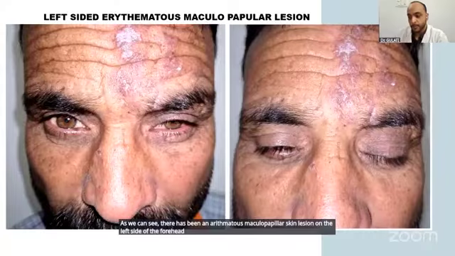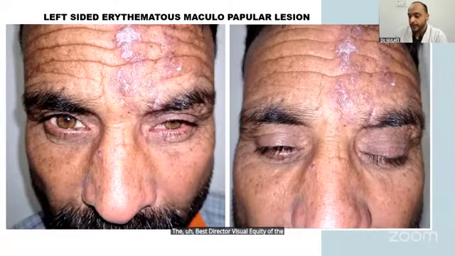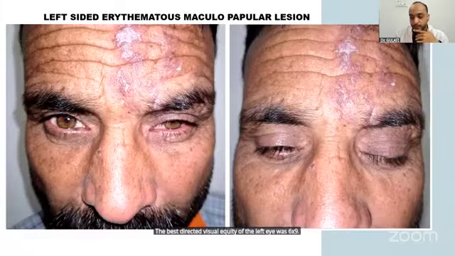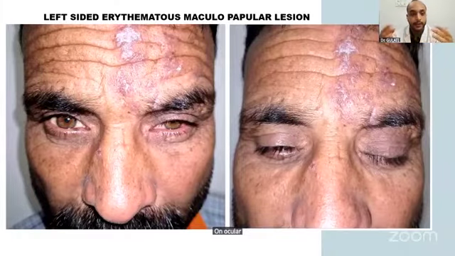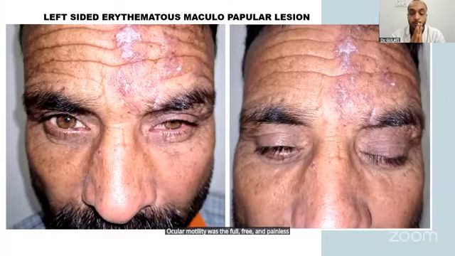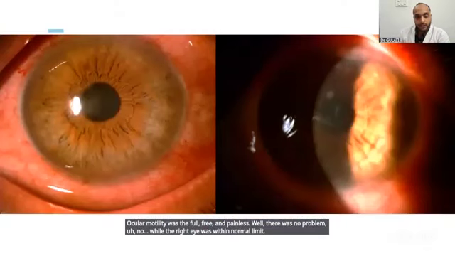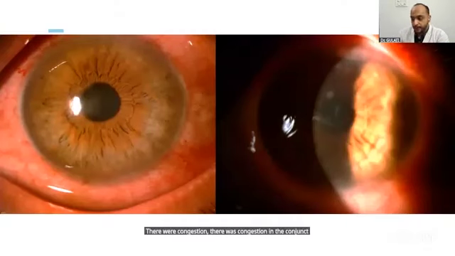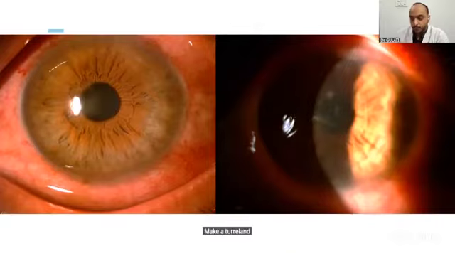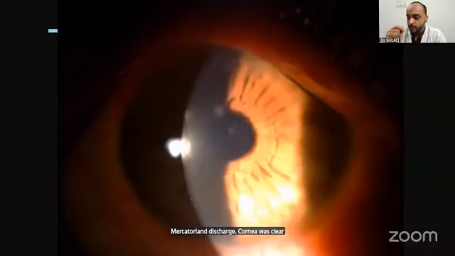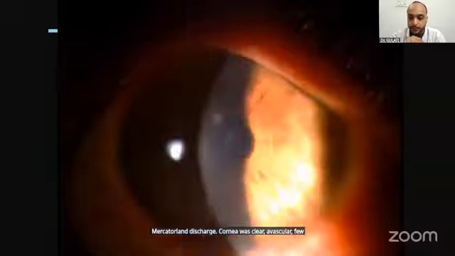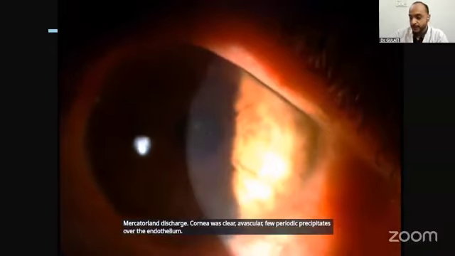and left upper eyebrow. The best corrected visual acuity of the left eye was 6/9. Intraocular pressure was 13.4 millimeters after 1 minute of Schirmer's test. Ocular motility was full, free, and painless, while the right eye was within normal limit. There was congestion in the conjunctiva in the left eye, mucopurulent discharge, cornea was clear, avascular, few keratic precipitates over the endothelium, fluorescein was negative.